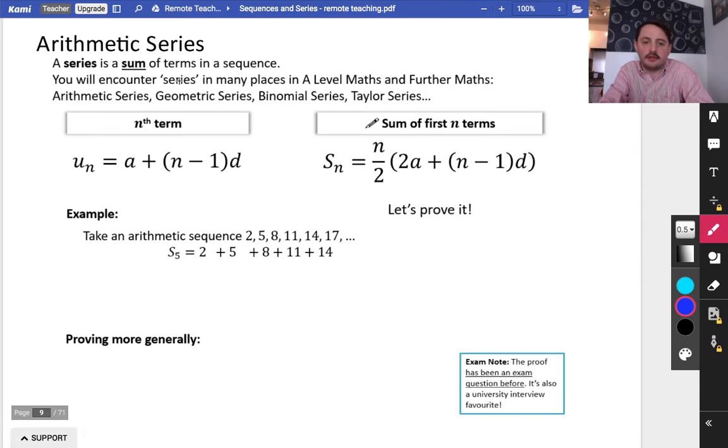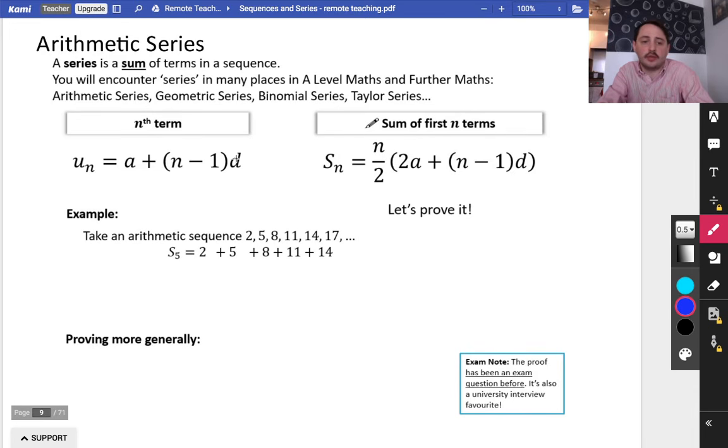You will encounter series in many places in A-level maths and further maths. For example, there will be arithmetic series, geometric series. You've already come across binomial series before, and for my further maths students, you know that we've got Taylor series as well, which are basically sequences, but they've just got some add signs coming in between them. So, a couple of things we need to know here.